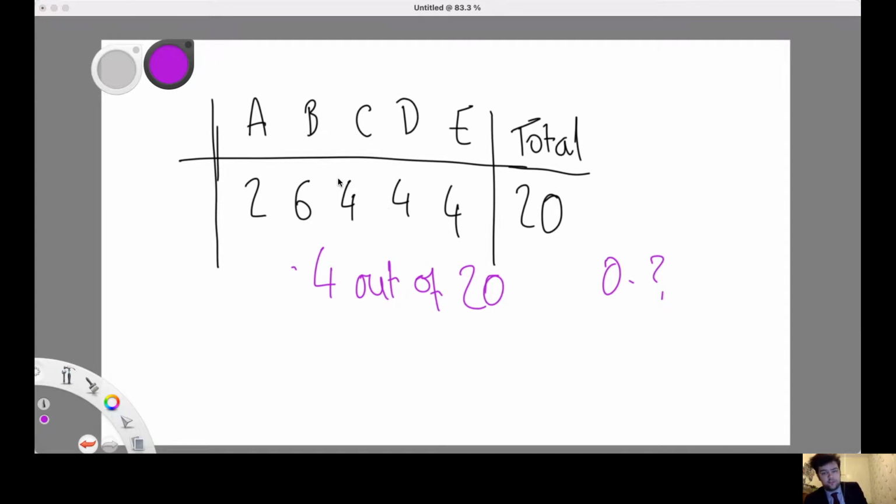You don't need to overthink this. You just take the value that you want to express as a decimal and divide it by the total. So we just do 4 divided by 20. And you can have a calculator in the exam, so you just do that calculation. And we know that 4 out of 20 is 1/5, so it's 0.20.